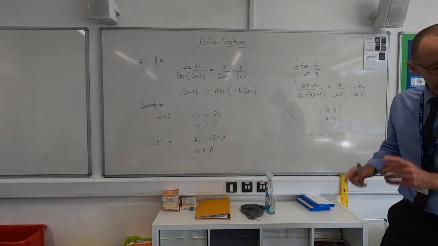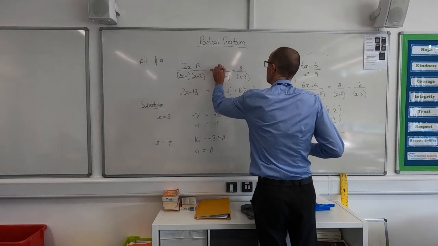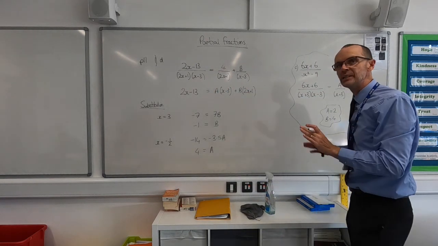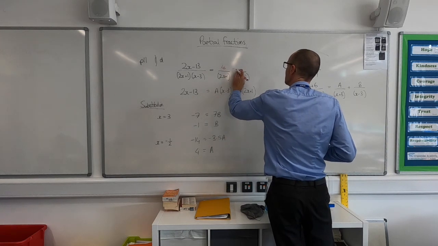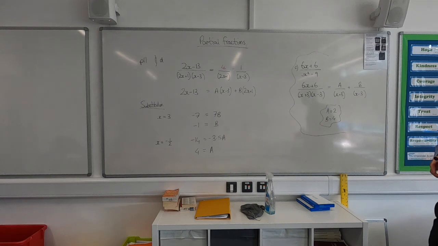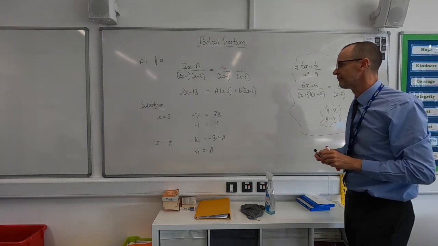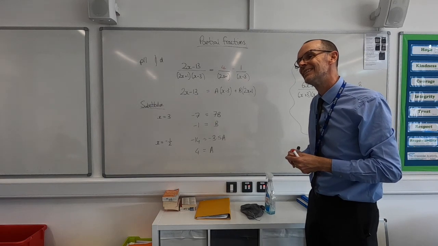So A is 4. Going back to my original question, A is 4 and B is -1, which we could write as +(-1), but it's probably easier to write it like that. It's weird how this works. Sorry? It's pretty weird how this works.